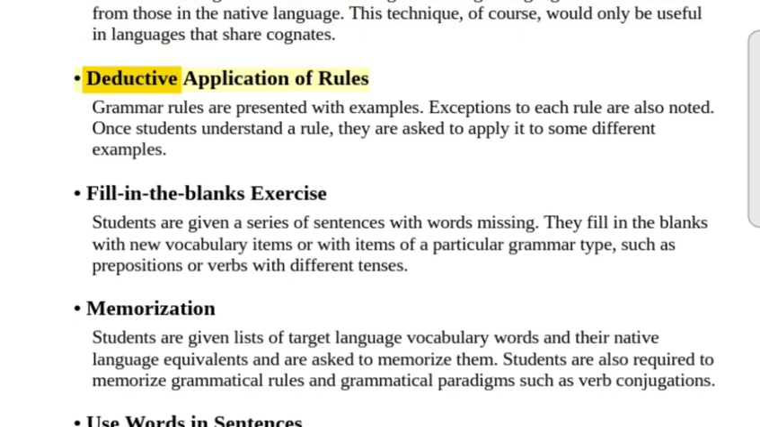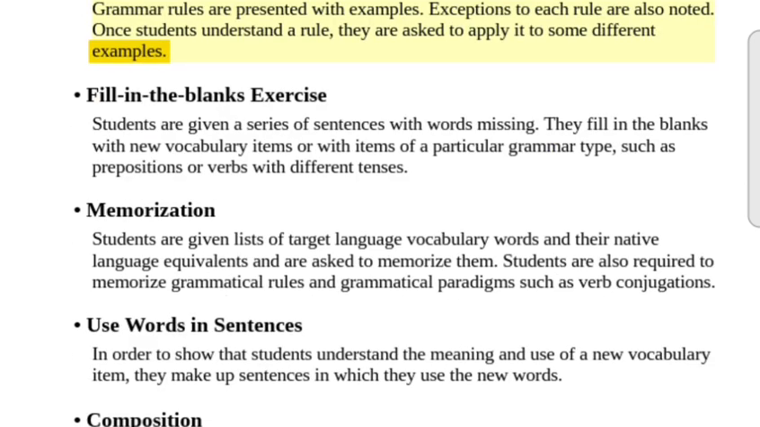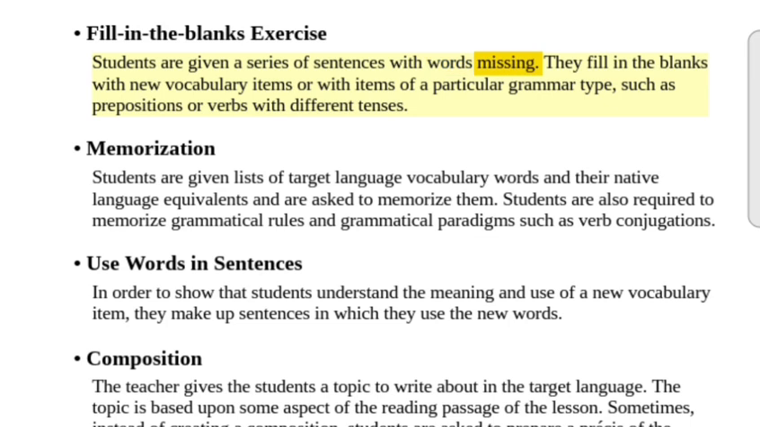Deductive application of rules. Grammar rules are presented with examples. Exceptions to each rule are also noted. Once students understand a rule, they are asked to apply it to some different examples. Fill in the blanks exercise. Students are given a series of sentences with words missing. They fill in the blanks with new vocabulary items or with items of a particular grammar type, such as prepositions or verbs with different tenses.